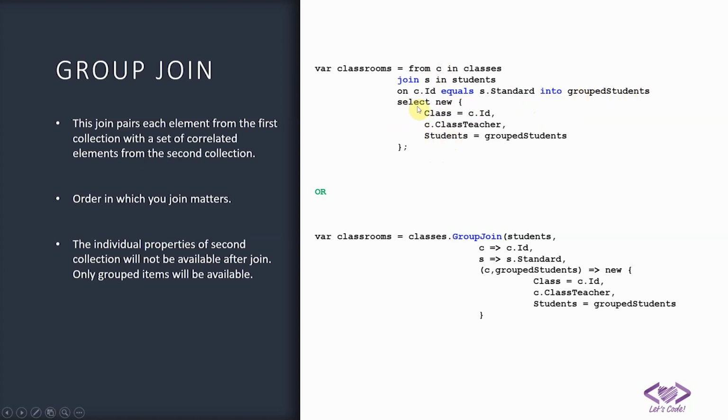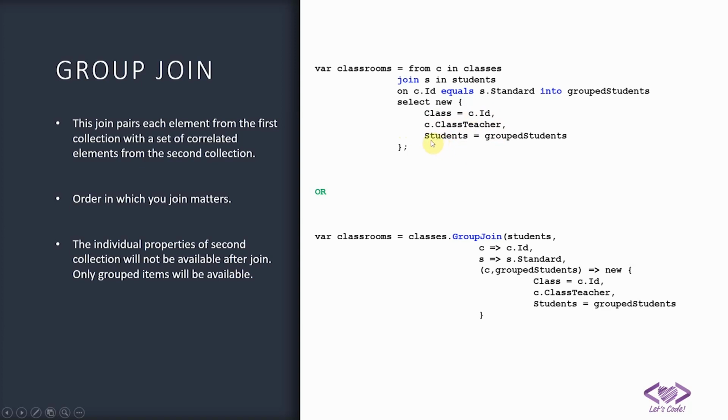So now when we say select new, you will say class, it's a new property which you are defining, equal to C.id, and also you want to define another property, so you can say class teacher equal to C.class teacher. But if the name you want to give is the same, you can avoid the property name, you can directly say C.class teacher. So this is equivalent of saying class teacher equal to C.class teacher. So it's a short way of writing.